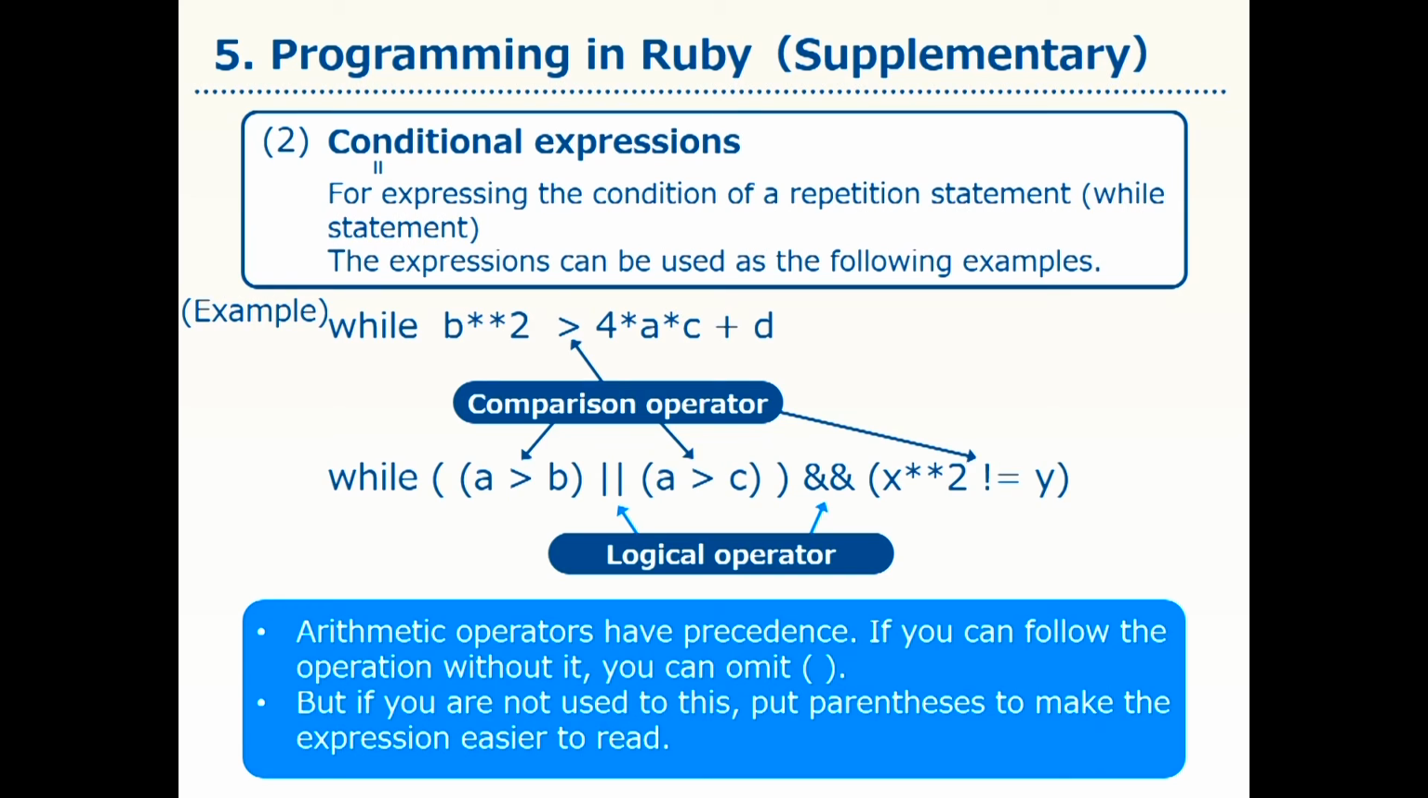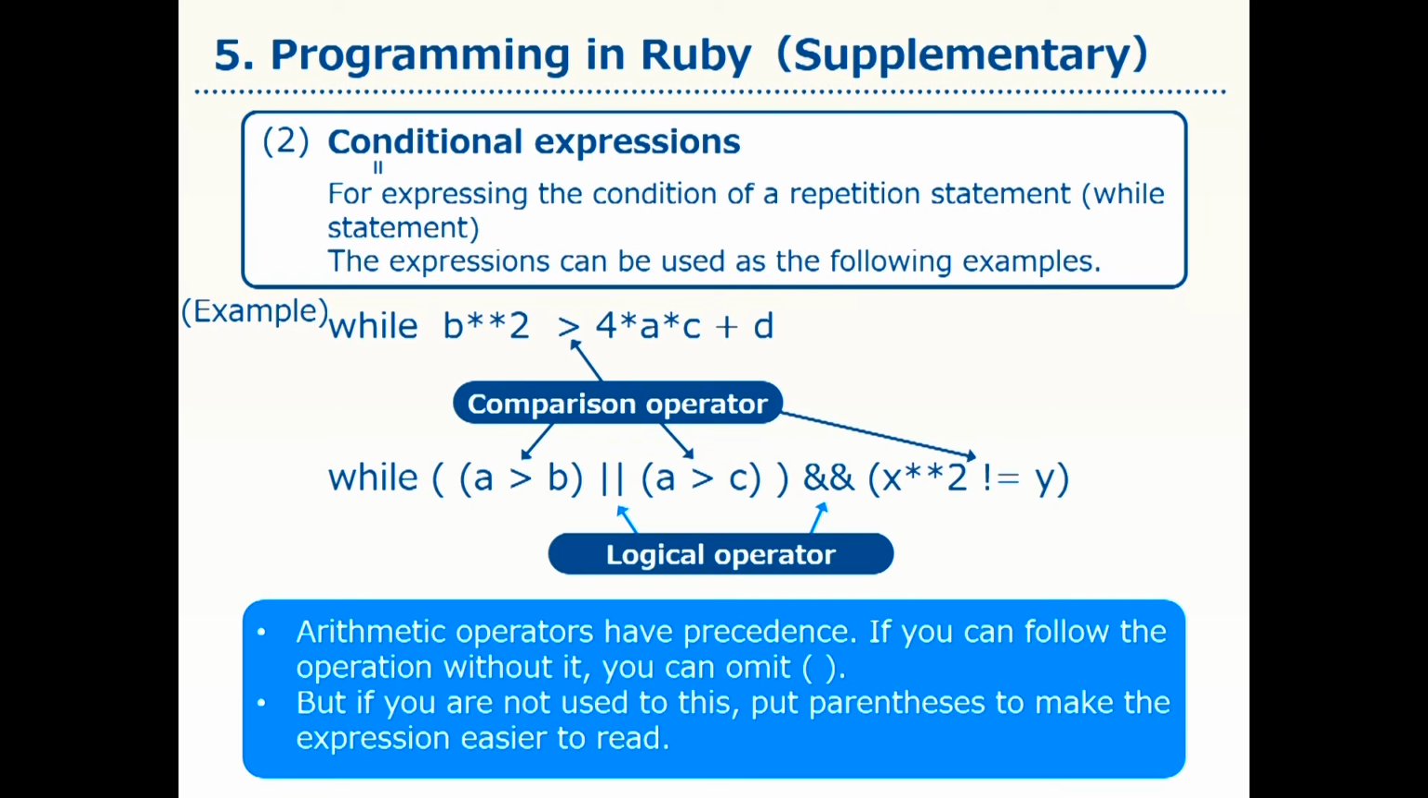These 2 vertical bars mean or. Okay, look at the second one. These 2 vertical bars mean or. Therefore, what is written here means a is greater than b or a is greater than c. On the other hand, 2 ampersand symbols mean and. Therefore, we have the left thing and the right thing.